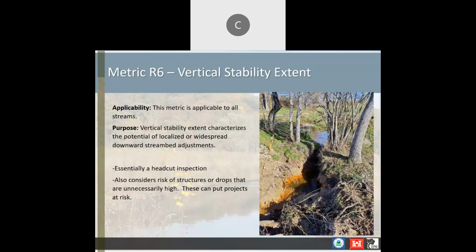For this metric, it is applicable to all channels, and we are looking for localized or widespread downward stream adjustments. And in this photo, you can see an obvious head cut where we would measure this drop from the upstream bed down to the downstream water surface. And this one looks like it's pushing 2 feet, whereas the other one was probably less than 6 inches.